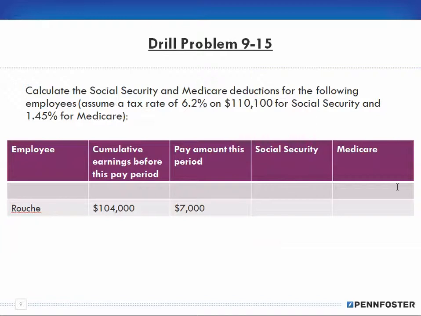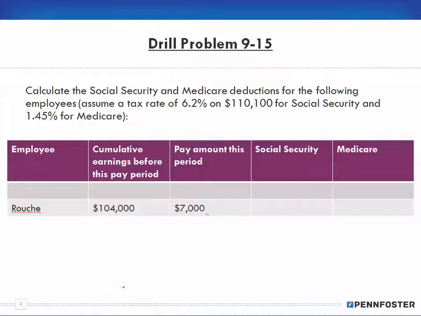All right, so let's see here, 15. Calculate the Social Security and Medicare deductions for the following employees. Assume a tax rate of 6.2% on 110,100 for Social Security and 1.45% for Medicare. All right, so he has cumulative earnings before this pay period of 104,000, and his pay this period is 7,000.